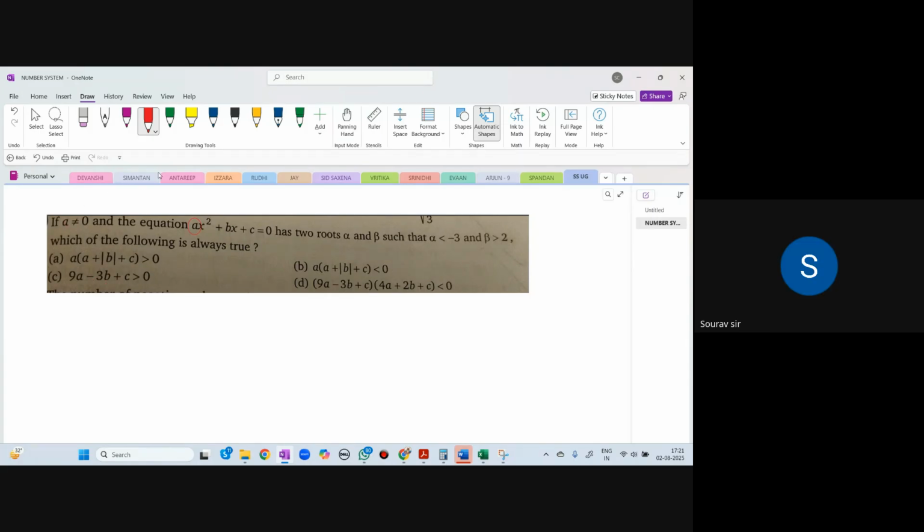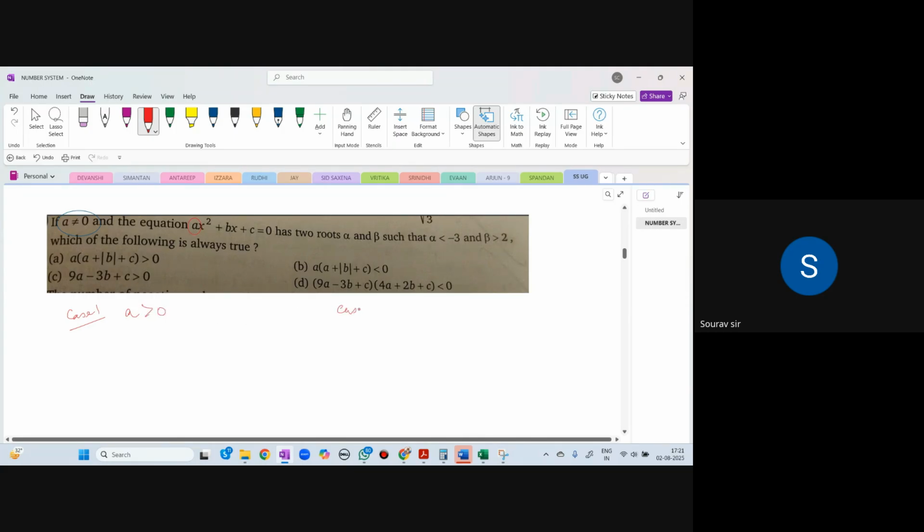The first thing that you should notice here is A is not 0. What is the implication of this? That there can be two cases. Case 1, let me take A positive as the first case. And case 2, A negative. Okay.